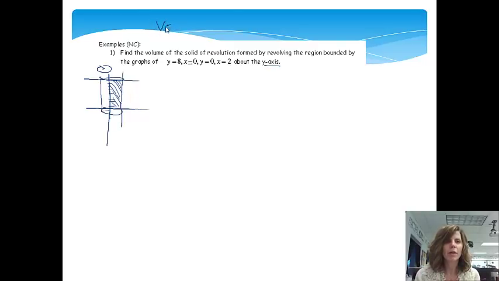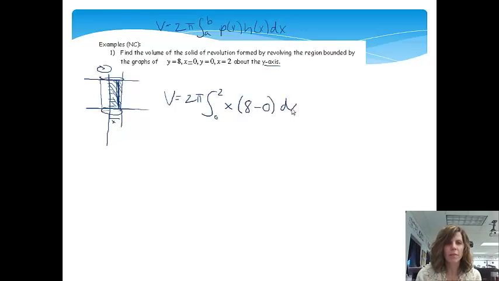Up above, I'm going to go ahead and put the shell method. It was 2 pi integral from a to b of p of x, h of x, dx. So I'm going to have volume equals 2 pi. The x values go from 0 to 2. Then p of x: let's say I'm just trying to find this layer right here. The distance from the axis over to that layer is just x, so we'll put an x there. And to get the height, it's just the top minus the bottom. The top is the line y equals 8, and the bottom is the line y equals 0, so 8 minus 0, dx.